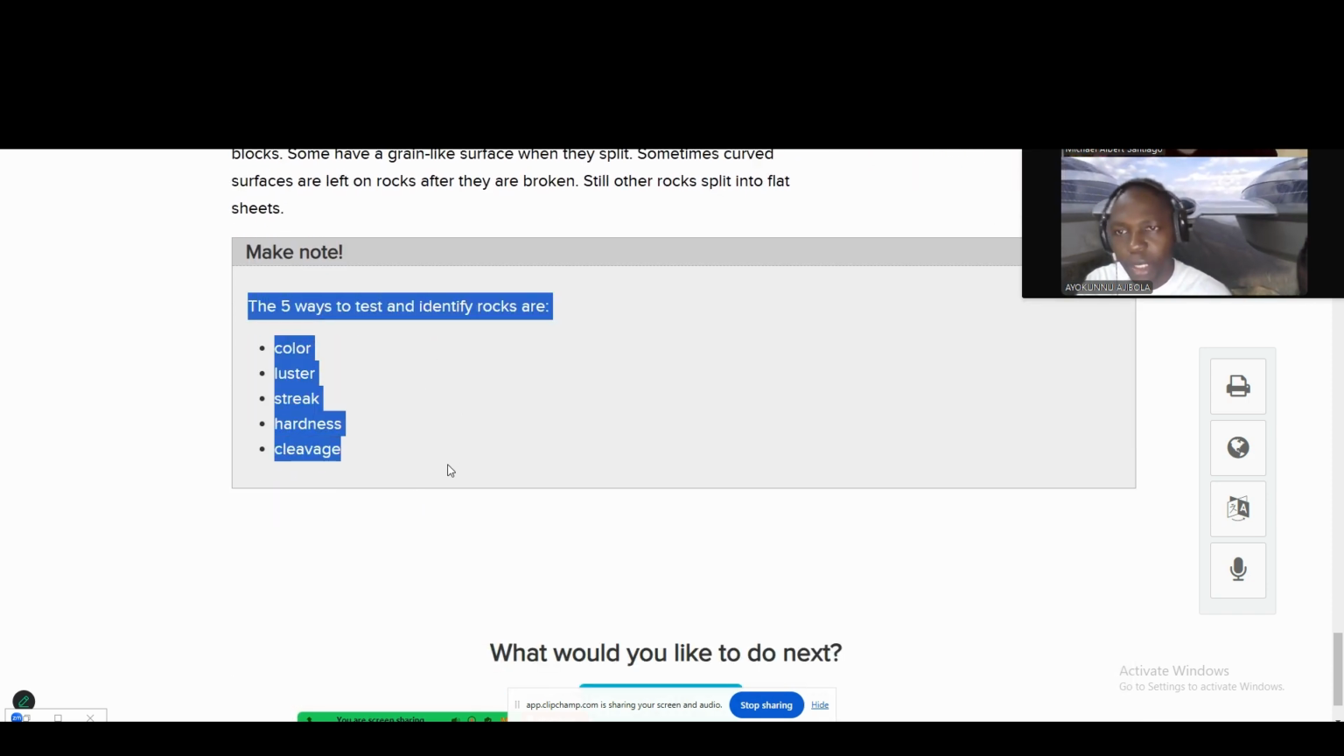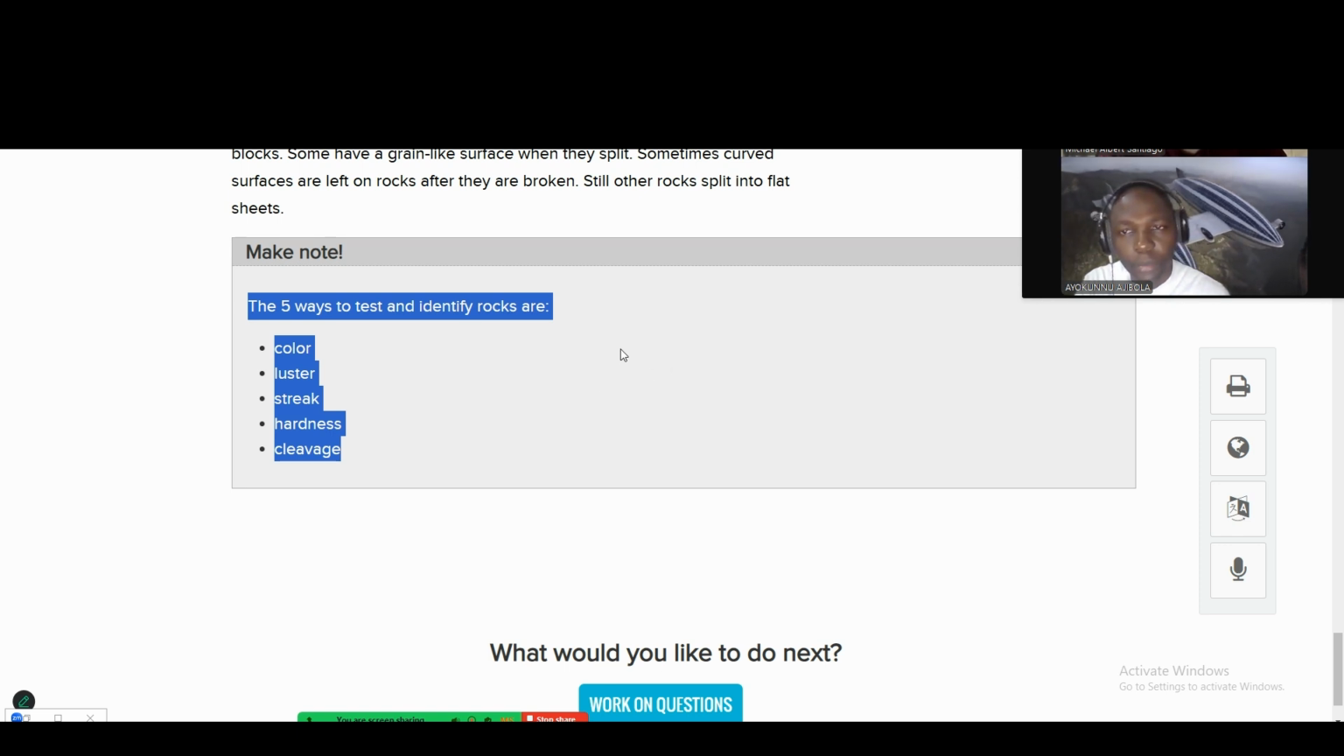What are the five ways to test for rocks? To identify rocks. Yes, what are they? Make sure you concentrate. What are the five ways to test and identify rocks?